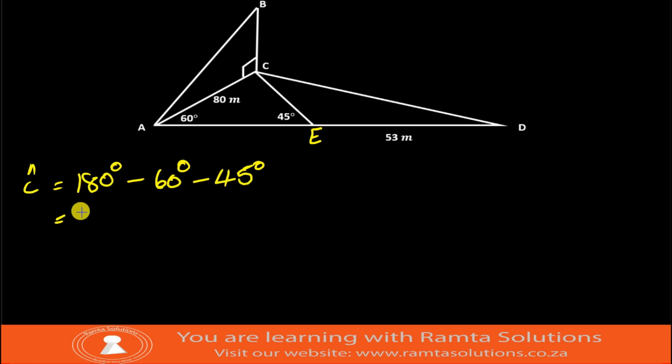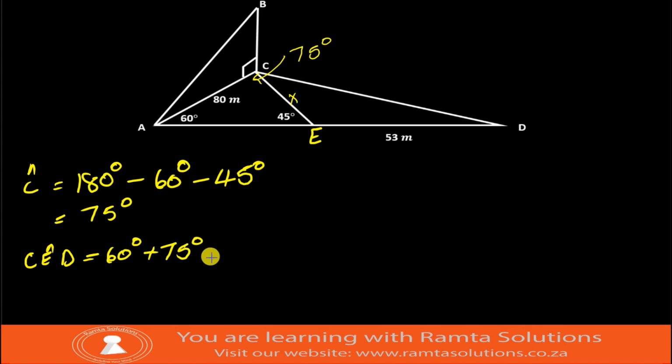This is 105, so this is 75 degrees, right? So this angle here is 75 degrees. Remember, we found this one here. It's 75 degrees, so we can find this angle E. So I will say, it seems for us that angle CED is equal to 60 degrees plus 75 degrees, right?